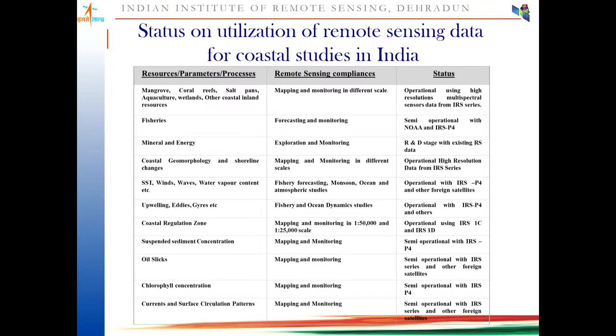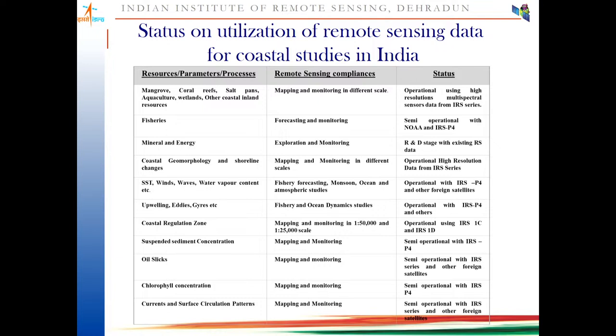When fishery is concerned, fishery forecasting and monitoring, the PFZ as we call it, is semi-operational using NOAA, from which we get the SST, and IRS P4 and P6, where I get the chlorophyll concentration. It is semi-operational because getting the chlorophyll concentration in the coastal water is a very tricky business. There is no robust algorithm available where the same algorithm can be applied to any kind of coastal water, particularly where I need very accurate ocean color. It works fine in the open ocean. Things are very simple there, that's why we say the open ocean is optically simple, while coastal water is optically very complex. So that is why it is written semi-operational.